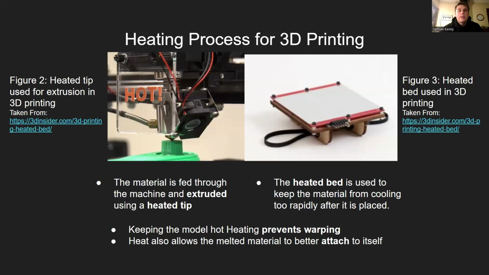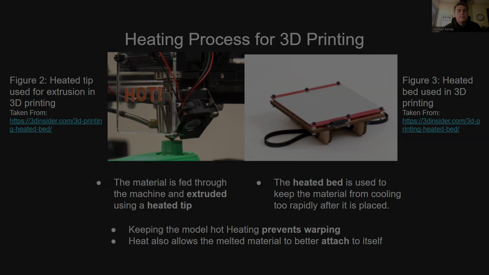During the printing process, the material is fed through the machine using a spool. It is then extruded through a heated tip which melts the material before laying it down. The material is laid out on a heated bed. This is done to ensure that the plastic does not cool too quickly. By keeping the material warm, it allows the layers to form a stronger bond while also preventing the material from warping.